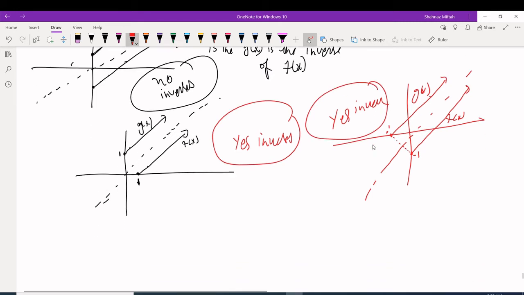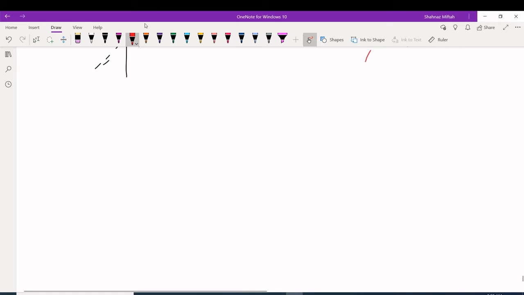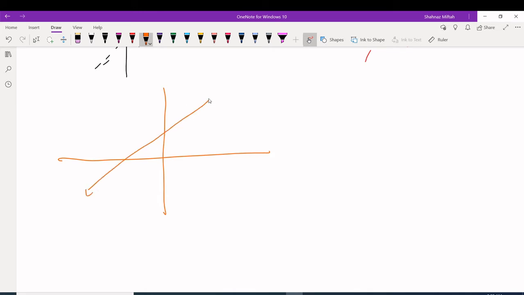Now, another example that I'm going to show you, for example, I have this graph. One f of x graph goes like that. This is my f of x. The other one, g of x, goes like this. And they're asking if g of x is the inverse of f of x. I'm going to draw my y equal x like that. And you can tell there is no reflection there.